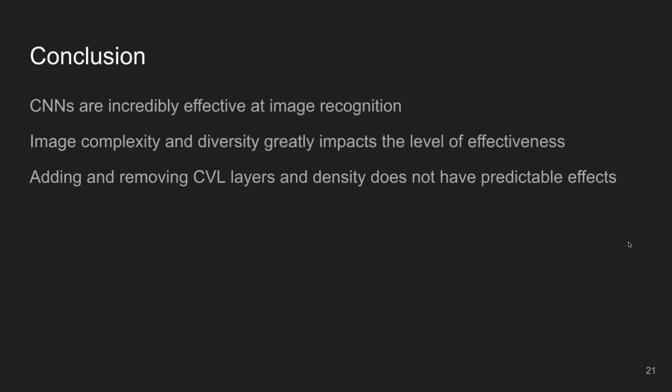So in conclusion, it's clear that convolutional neural networks are incredibly effective at image recognition. Image complexity and diversity greatly impacts the level of effectiveness, though. As we know, not just from the class, but from real-world examples, convolutional neural networks have been used in a variety of use cases, image recognition being one of the foremost of those, along with audio and other similar use cases. But it really comes down to that kind of multi-layered representational learning that is current in complex data sets that have that kind of hierarchical patterning.